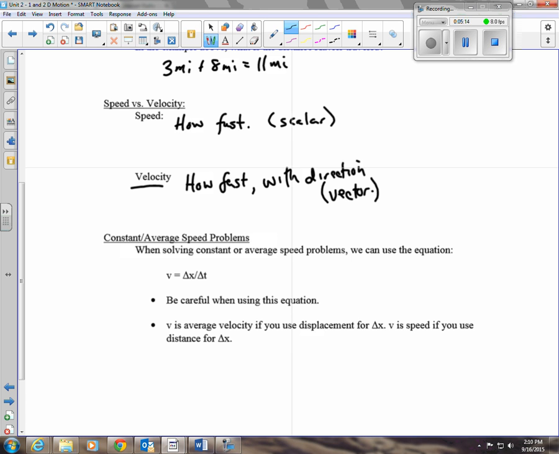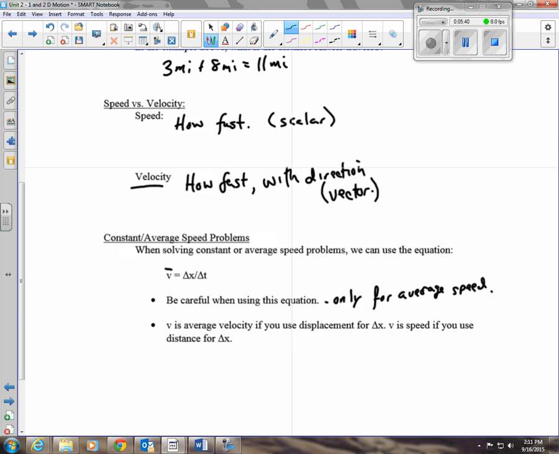So for finding constant or average speed problems, we'll use the equation v, with a little line over it, meaning average or constant speed. It's going to equal delta x over delta t, change in position over time. Now be careful when using this equation. It only tells you your average speed.